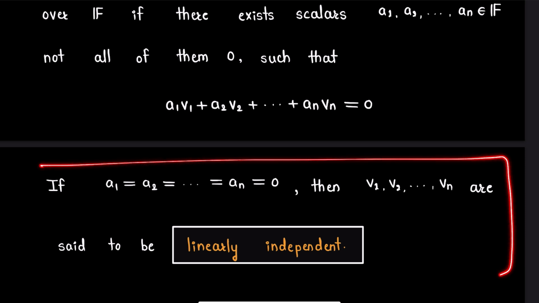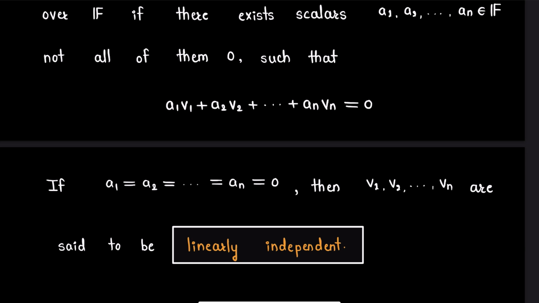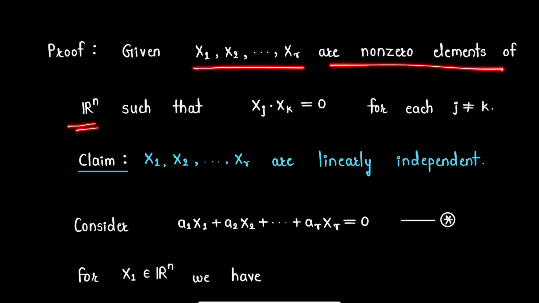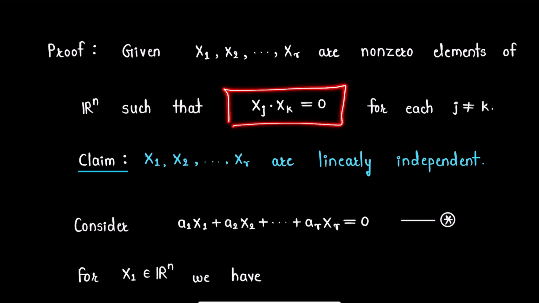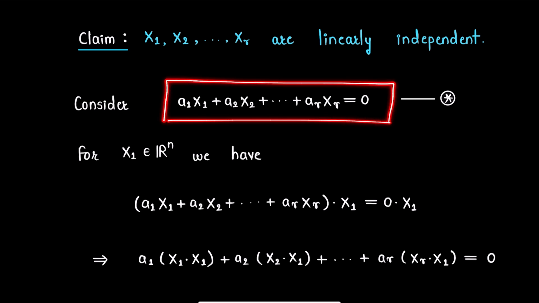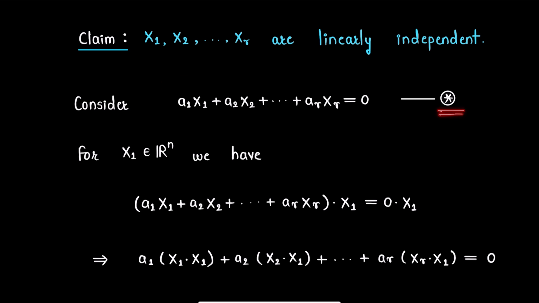Now, we are going to use this concept to prove the given result. So, proof. It is given that vectors x1, x2 up to xr are non-zero elements of Rn such that xj dot xk is 0 when j is not equal to k. Now note that j and k will range from 1 to r. Now our claim is to show that vectors x1, x2 up to xr are linearly independent. So for this, consider the linear combination a1 x1 plus a2 x2 plus and so on plus ar xr is equal to 0, and call this expression as star.